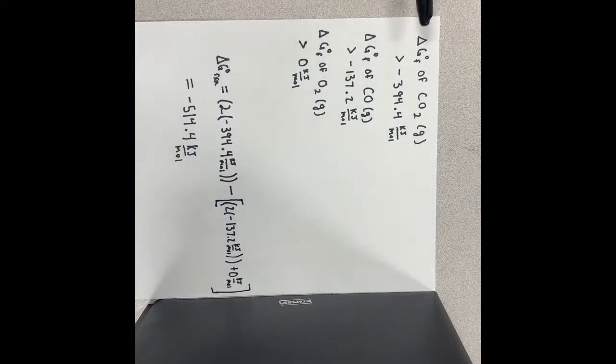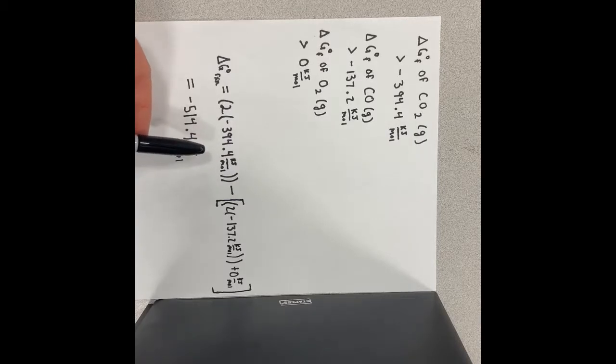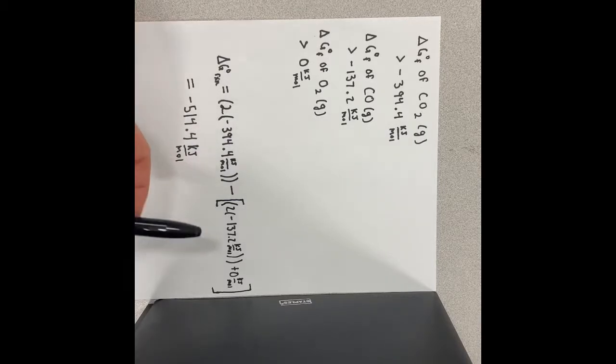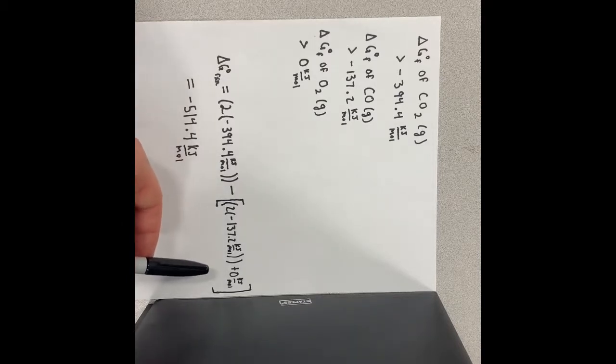From Appendix 2b, I determined the delta G for carbon dioxide, carbon monoxide, and oxygen. And I plugged it right into the delta G reaction equation. Here, I have 2 moles of carbon dioxide multiplied by the delta G of carbon dioxide, subtracted from the number of moles of carbon monoxide multiplied by the delta G of carbon monoxide, added to the delta G of oxygen. And I got an answer of negative 514.4 kilojoules per mole.